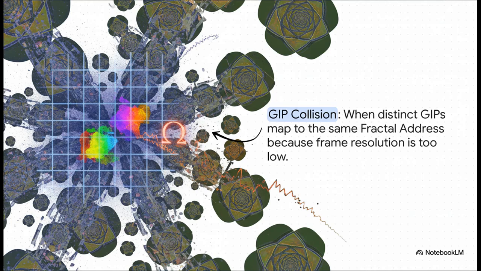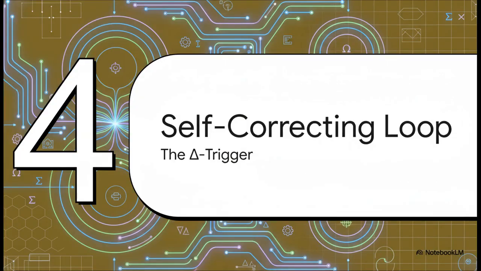And here is exactly what that conflict looks like. Informational collisions. When the grid, the frame, is too coarse, two different truths, two completely distinct GIPs get jammed into the same box. This creates a measurable error, a quantifiable amount of noise. And that measure of error? Yep, that's Omega. But this is where the real genius of the protocol comes into play. It's not a static system, it's adaptive. It has a built-in way of detecting its own failures and, more importantly, correcting them on the fly.